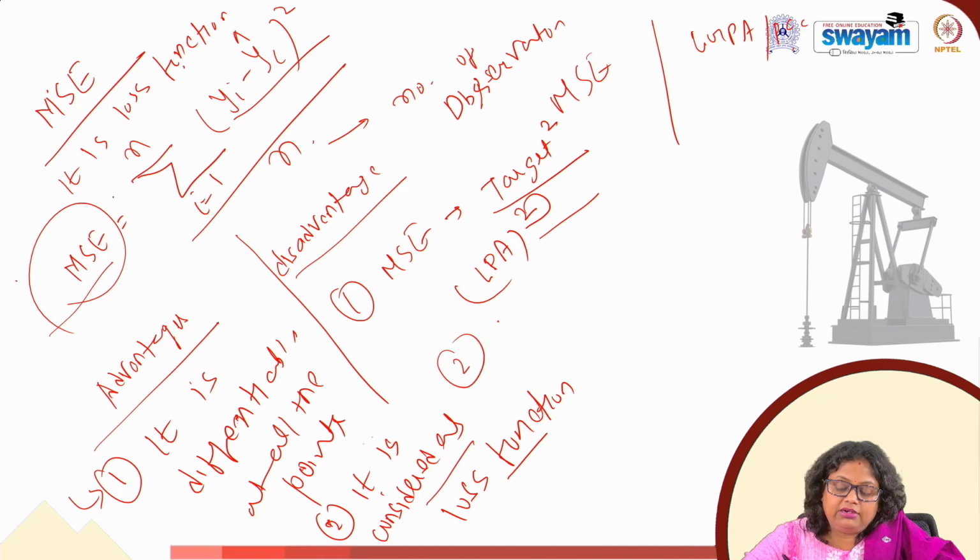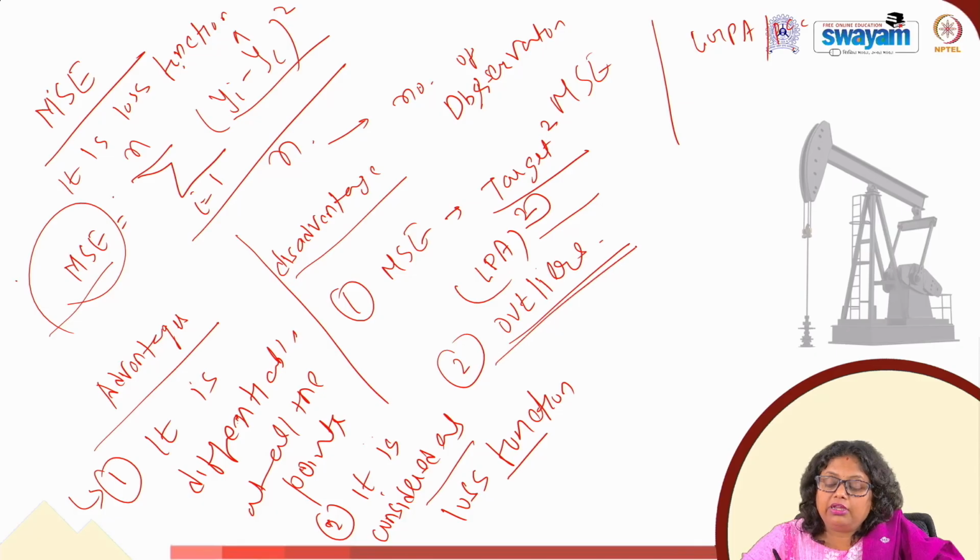Second disadvantage, which is very important, is with respect to the outlier. It is not good for the outlier. It will heavily penalize the outlier. So with respect to disadvantage, one is that it is reported in units of square, not in the same unit as the target. And second, it is not good for the outlier. It is not able to handle the outlier properly.